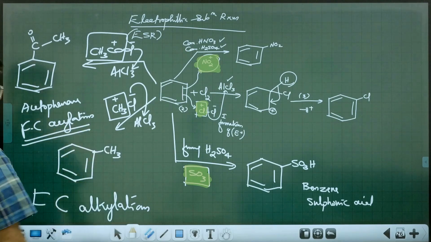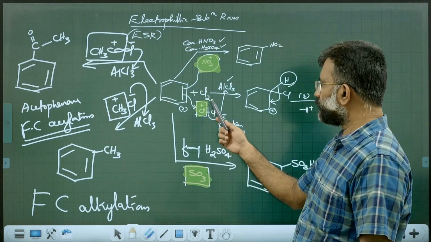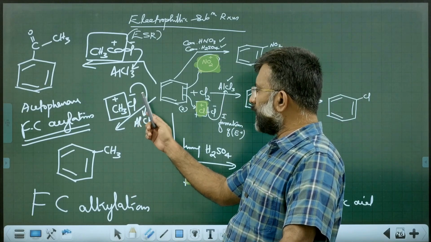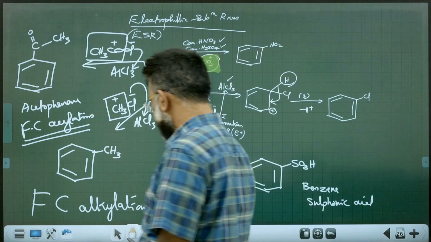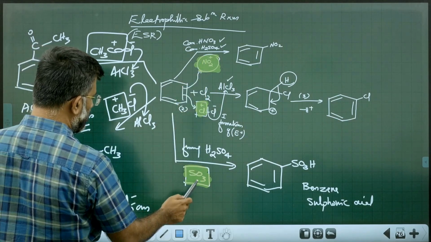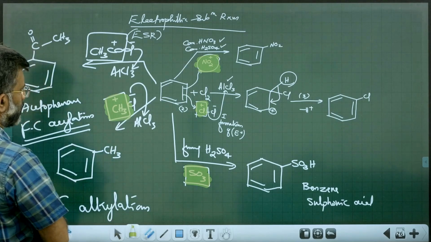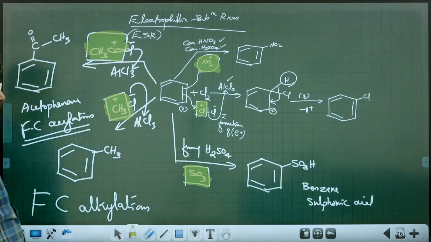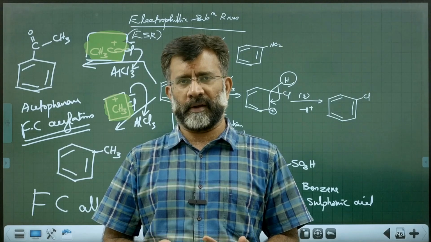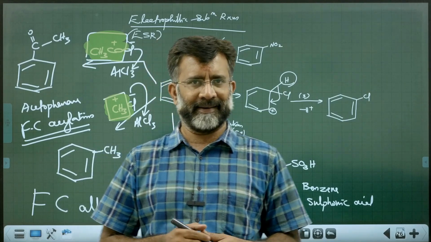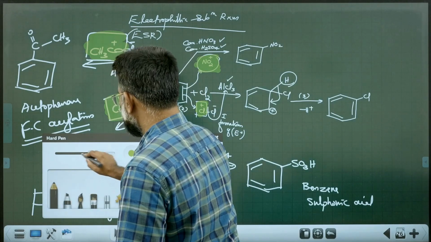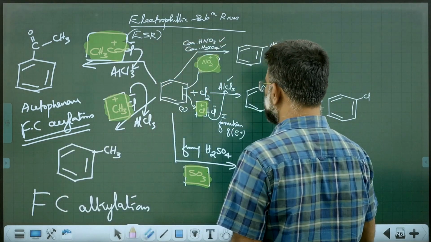So chlorination reaction, nitration reaction, sulfonation reaction, Friedel-Crafts alkylation, Friedel-Crafts acylation. Here the electrophile is chloronium, here nitronium, here SO3, here the alkyl group is the electrophile. Here the acyl carbocation is the electrophile. Right? So halogenation, nitration, sulfonation, Friedel-Crafts alkylation, Friedel-Crafts acylation. Is it clear? Right. Now benzene can be treated for reduction under exhaustive conditions.